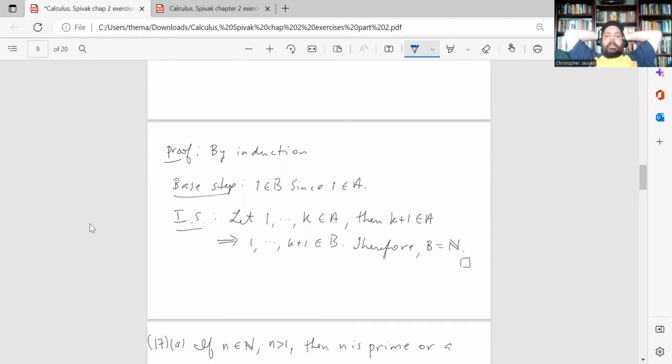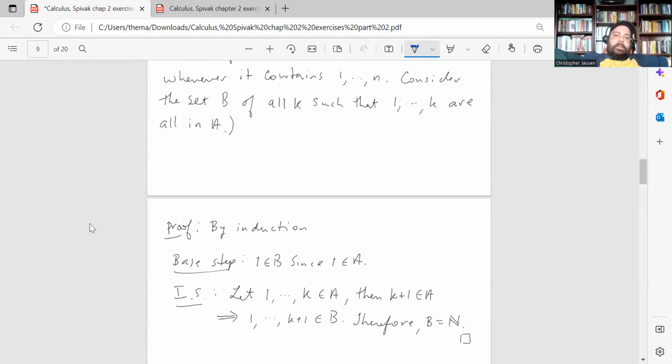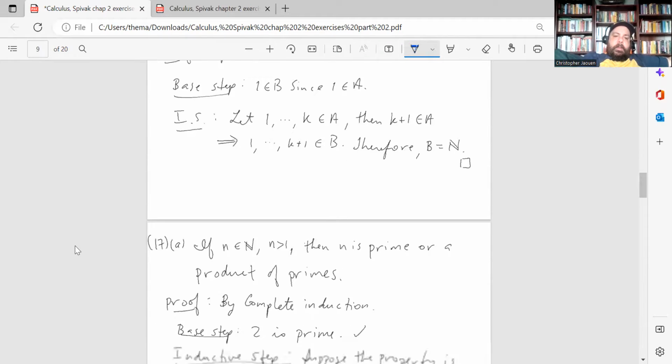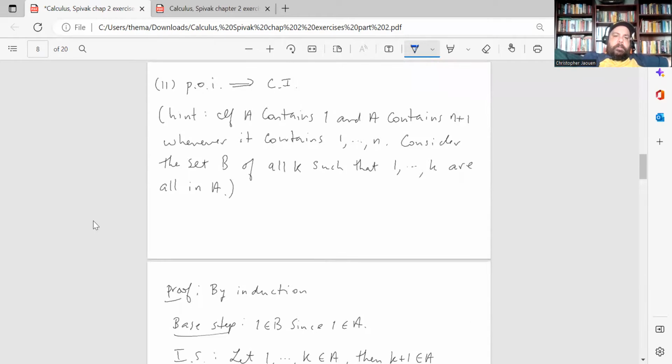All right, then the inductive step: if 1 through k are elements of A for some natural number k, then by the way we defined A, k plus 1 is an element of A, and that implies that 1 through k and then k plus 1 are all elements of B, and therefore B is the entire set of natural numbers by the principle of mathematical induction, and that means that complete induction holds. Okay. All right, so that was number 11.